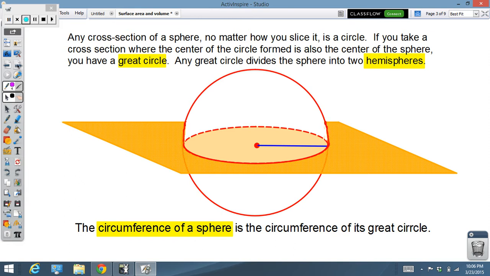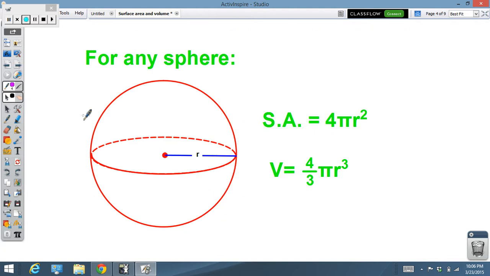I think that covers all the vocab. Let's get you into your formulas. It's as easy as it gets. For any sphere, the surface area is 4 pi r squared, and the volume is 4/3 pi r cubed. That's all we need. Let's show you how to use it.